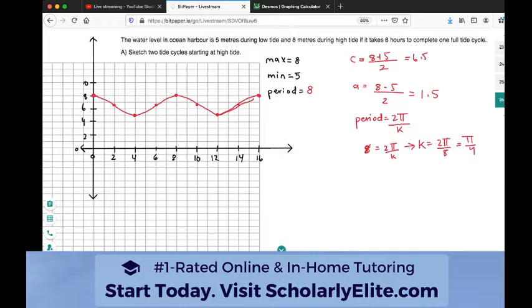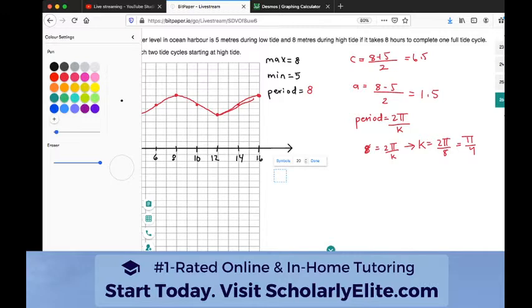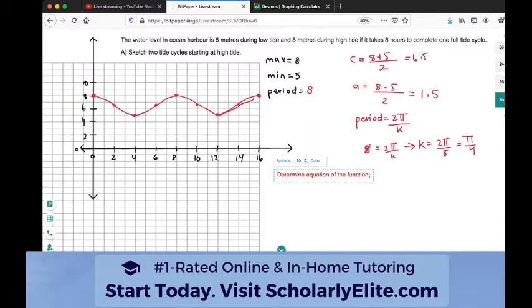Now they want us to determine the equation of this function. So let me put that here. We've already gone pretty far in terms of determining the equation. The only thing that we need to double check is: is this a cosine function? Is this a sine function? So obviously when it starts at the max, it's going to be a cosine function, you guys, okay? Which is not too crazy to think about. So in this case, it starts here, making it a cosine function, and as a result, there's no phase shift because nothing moved, right?